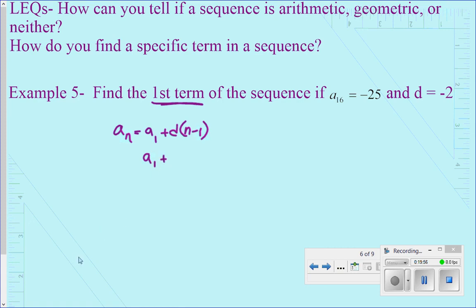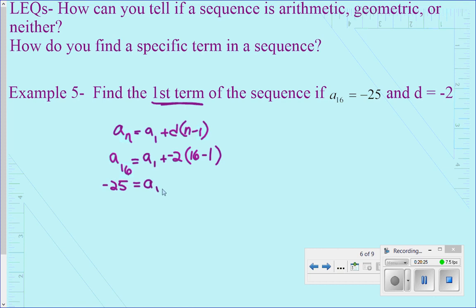I do know d is negative 2, so plus negative 2, or minus 2, times the quantity n minus 1, but I also know n. I'm going to use 16 for n. And a sub n would be a sub 16. And actually, I'm going to write a sub 16, but I'm going to replace a sub 16 with its value. Because remember, that's saying the 16th term is equal to negative 25. So I want to put the value in for the 16th term, which is negative 25.